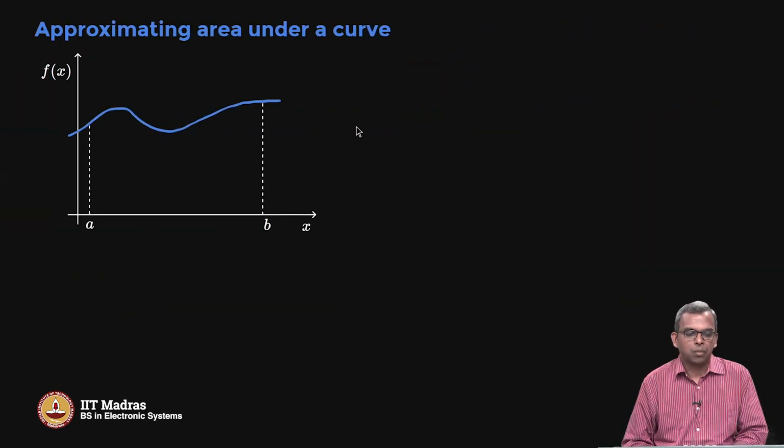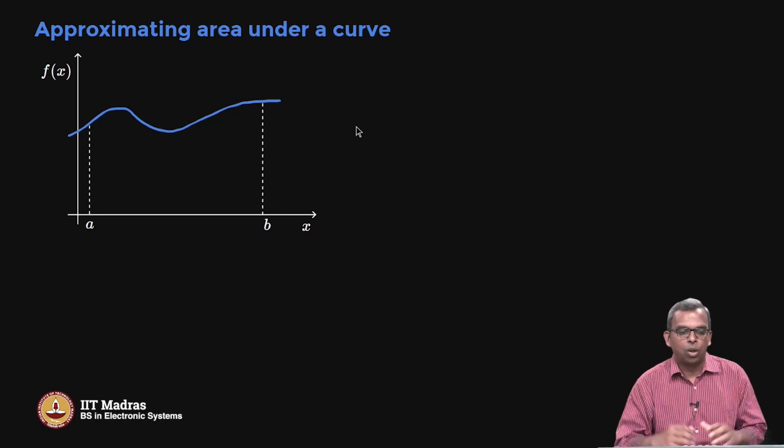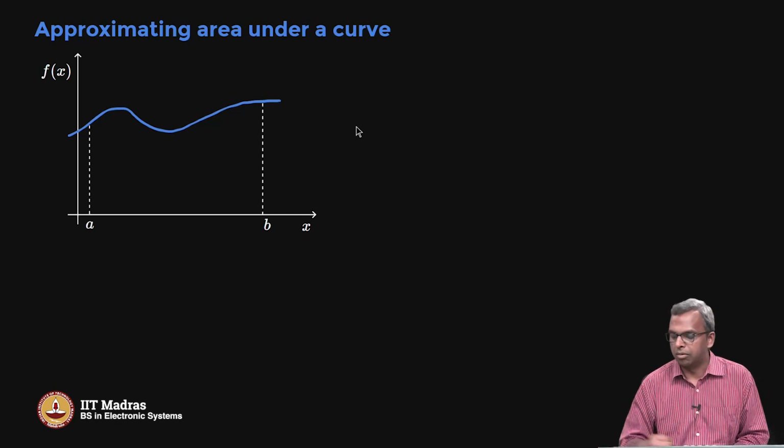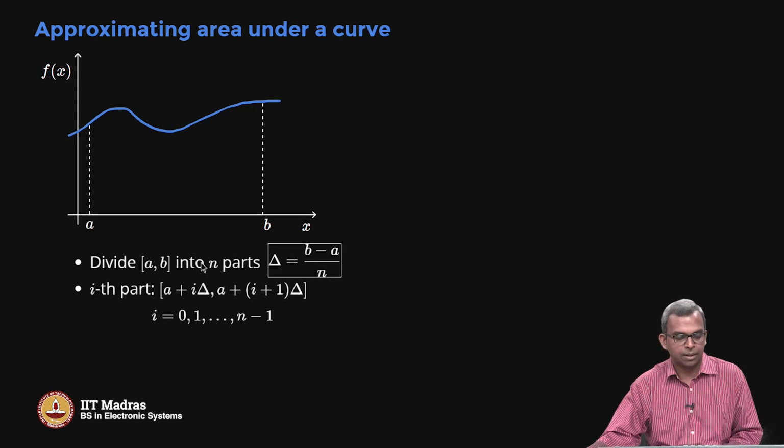So here is a more general view of how to approximate area under a curve. Here is a general function f of x. It varies like this. Now it's not a straight line anymore, and I'm interested in the area under this f of x from a to b. So this area, whatever the shape may be, the area below this from a to b. How do you approximate this?